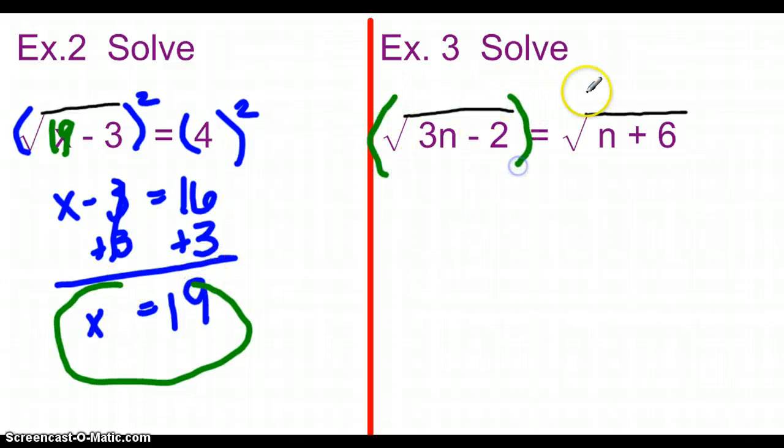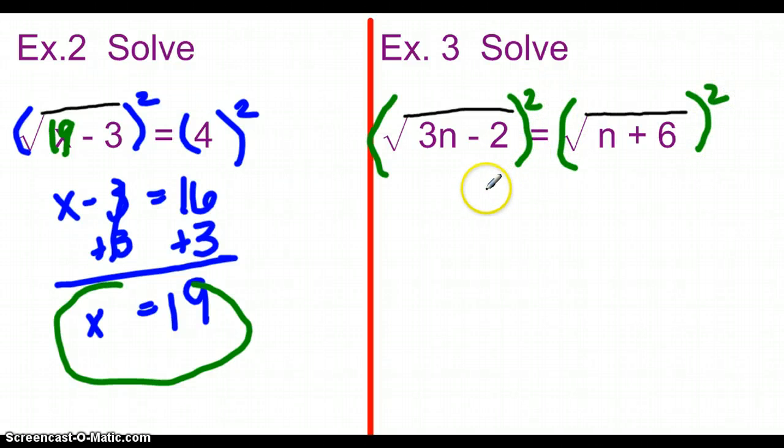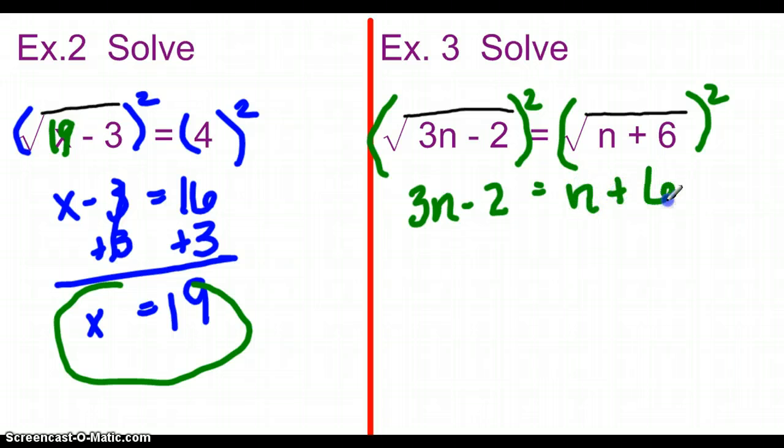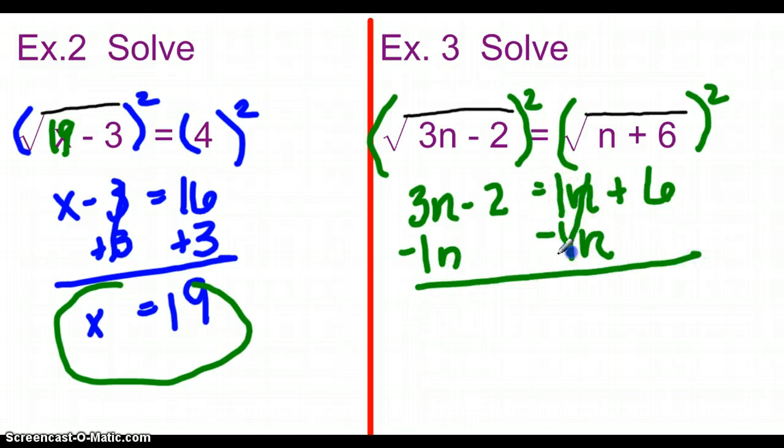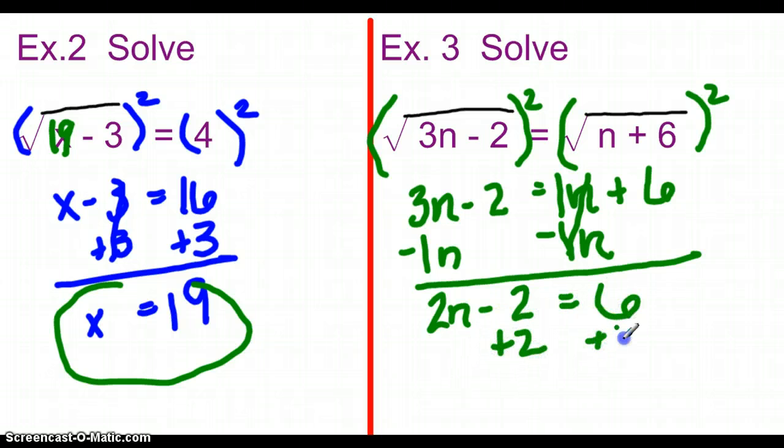Now in this one, there are square roots already by themselves, each on either side of the equals sign, so I'm going to square both sides. Squaring and the square root cancel each other out. So this just becomes 3n minus 2, and this becomes n plus 6. I'm going to add a 1 in front of this n just to make it easier to solve. So I'm going to subtract 1n from both sides. So 2n minus 2 equals 6. Then I'm going to add 2.